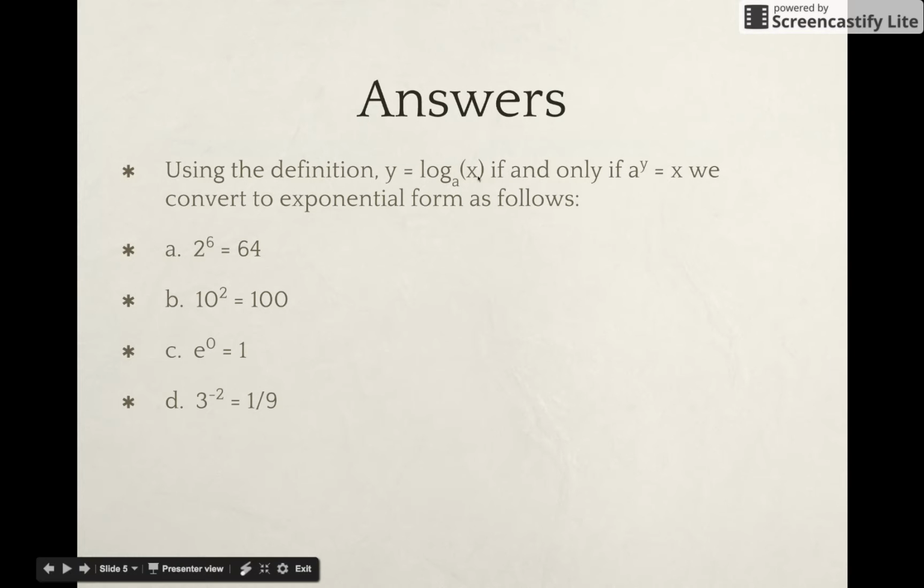Using the definition of logarithm, we see that we can communicate part A as 2 to the 6th equal to 64. Part B is 10 squared equals 100. Part C as e to the 0th power equals 1. And part D, 3 to the negative 2nd power equals 1/9.